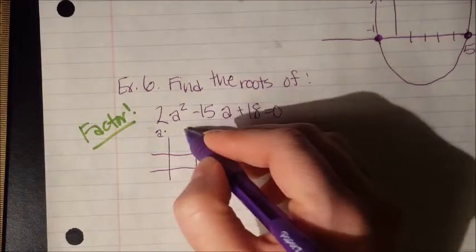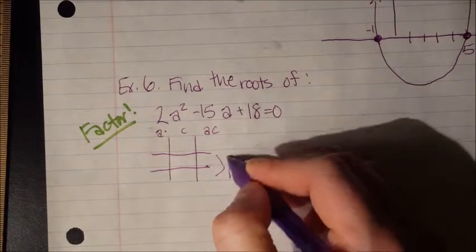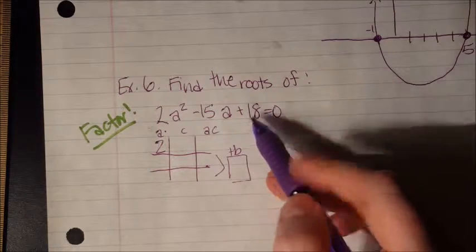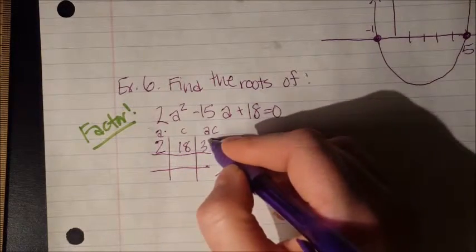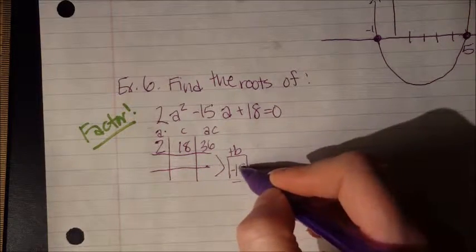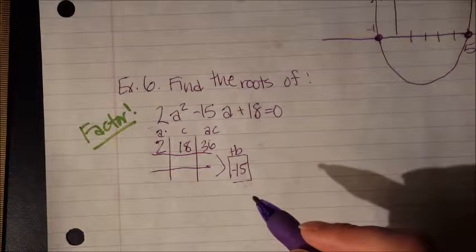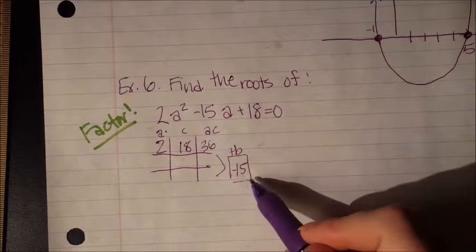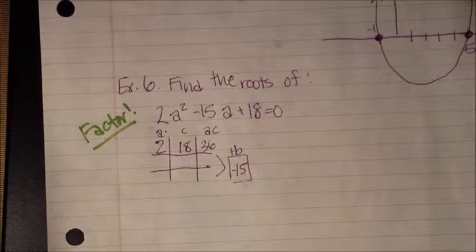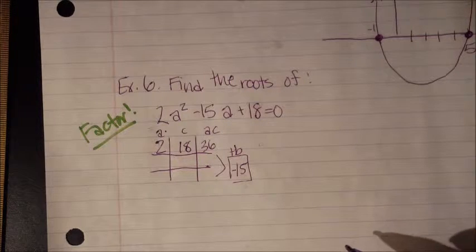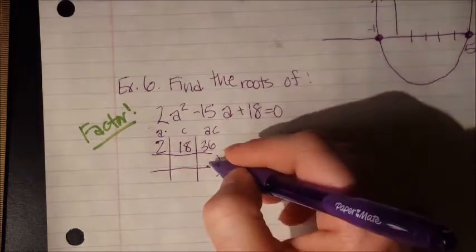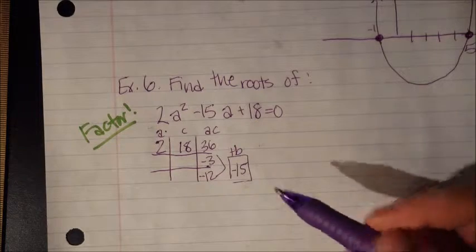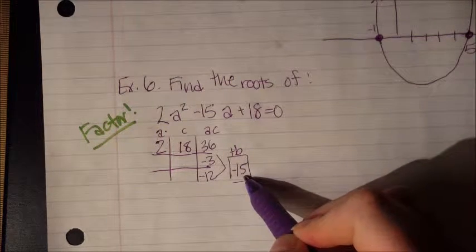I put A, C, A times C, and I add to B. So A is 2, C is our constant, 18. We multiply that, we get 36. And we add to negative 15. So we're looking for 2 numbers that multiply to 36 and add to negative 15. Can you think of what those are? Okay, well, they end up being negative 3 and negative 12, because in order to multiply to a positive, they have to be the same sign. Negative 3 minus 12 is negative 15.